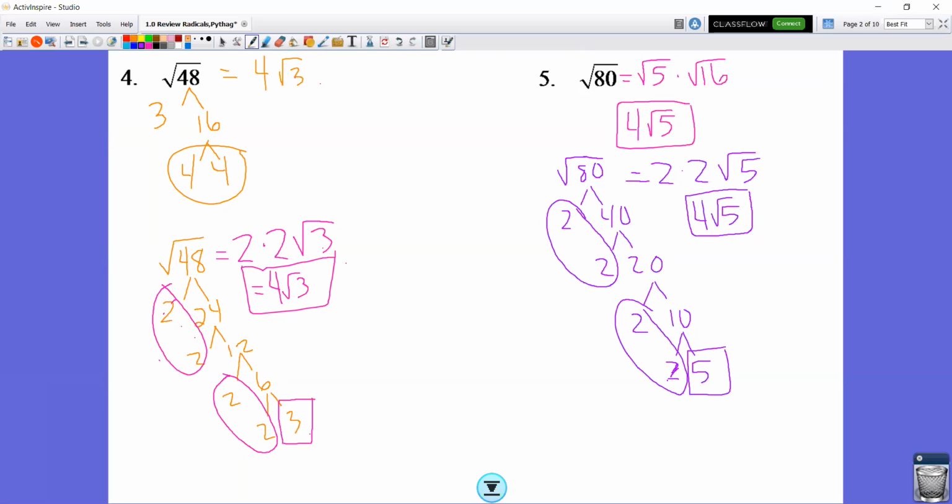Is it okay for me to change the page? Okay.